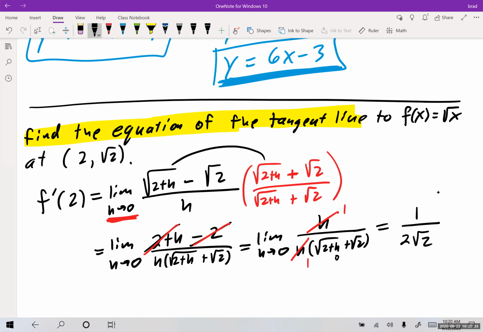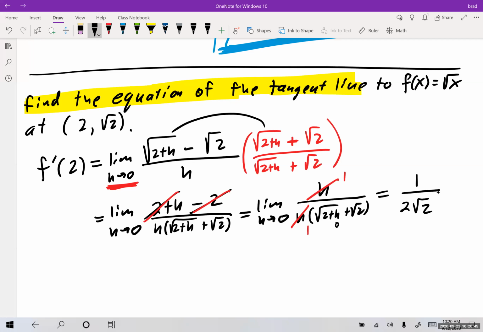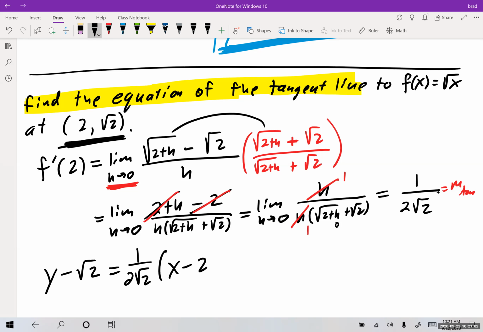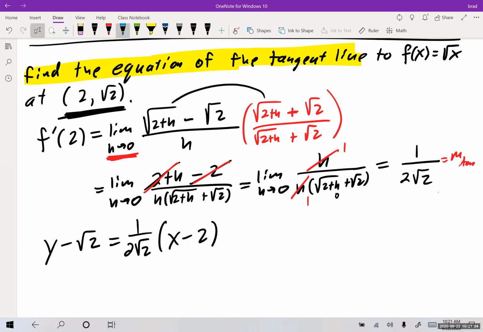Okay. So when we plug 2 in, we get 1 over 2 square roots of 2 as our derivative slope, or I should say the slope of our tangent line. Once again, this is equal to m tangent. Now if they want the equation, they already gave us the point. So I'm going to do y minus the square root of 2 equals m, which is 1 over 2 square roots of 2, times x minus 2. Once again, this is the correct answer.